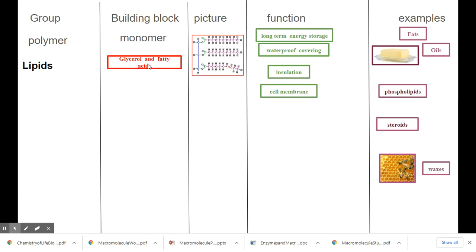They have two building blocks, glycerols and fatty acids. And that's one way you can remember this picture. This is a triglyceride. And if you notice, it's the biggest of all the different pictures. So this would be an example of a lipid.